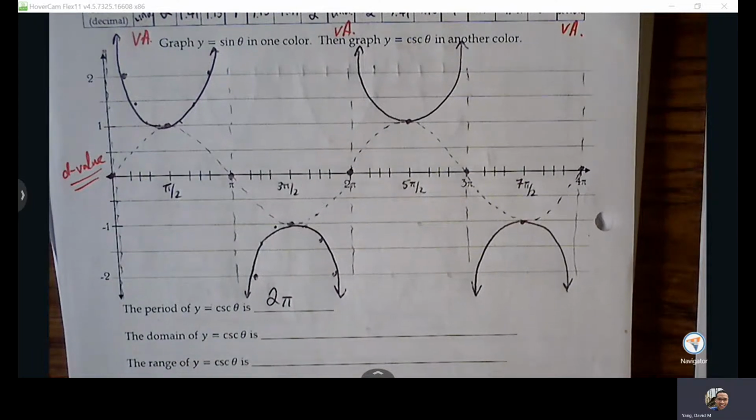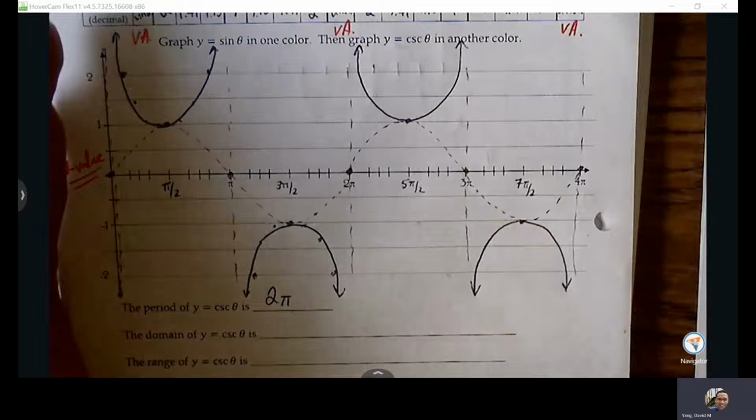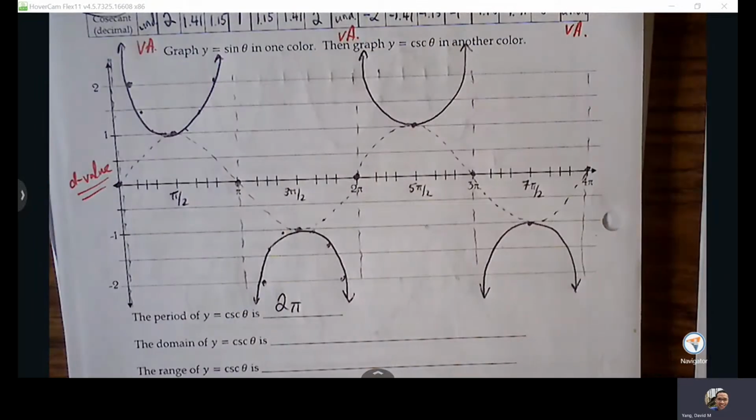Okay, domain. Domain is where the graph exists, reading from left to right. It's basically all real numbers except what? Is it all real numbers? It's close, but do we see any places where the graph does not exist in terms of the x value? Yeah, so we see all these asymptotes, right? So we have to say all real numbers except the asymptotes.